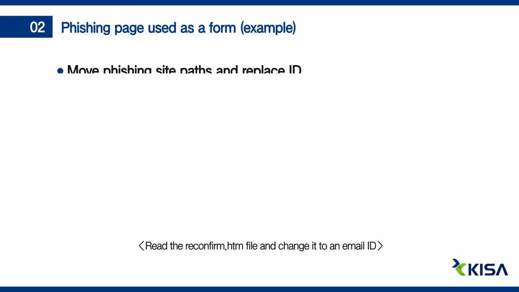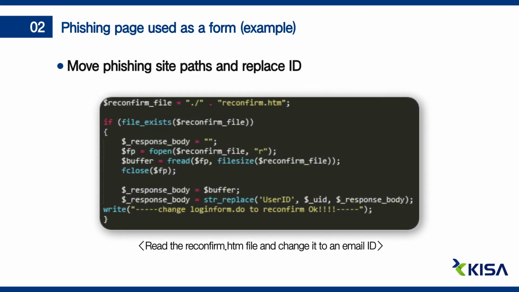After normal access, read the previously created login phishing page from the reconfirm.htm file and change the normal path to the path of the phishing site to use. As you can see on this slide, the string user ID is replaced by the ID, which is intercepted.